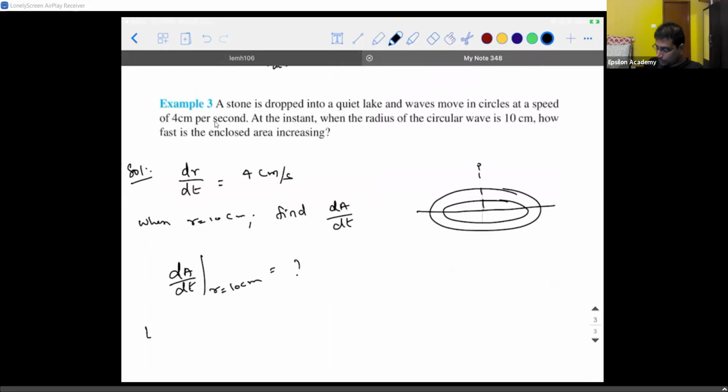Now what I'm going to say is, let r be radius of circle, then area is how much? Pi r square. What is it that we need to find? We need to find dA by dt. You guys tell me.